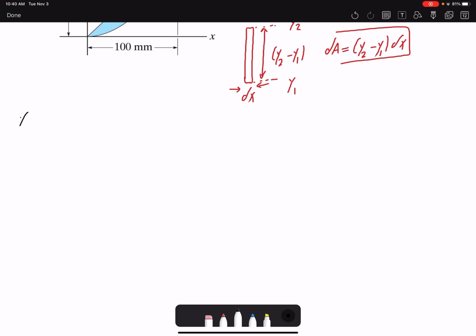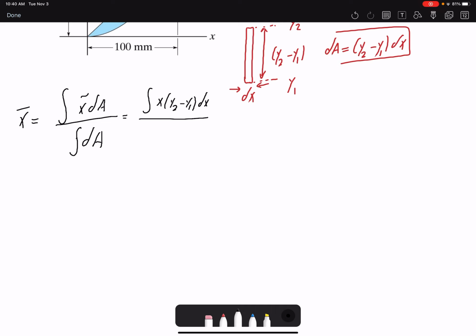So x bar would be integral of x tilde dA over integral of dA. What is x tilde? It is x. dA would be y2 minus y1 dx. And dA in the denominator would be y2 minus y1 dx.